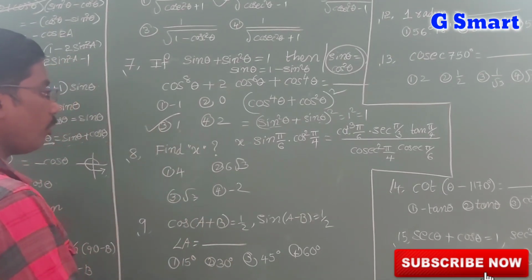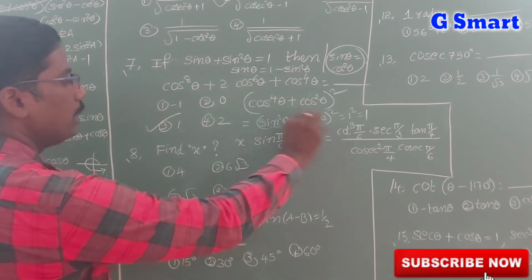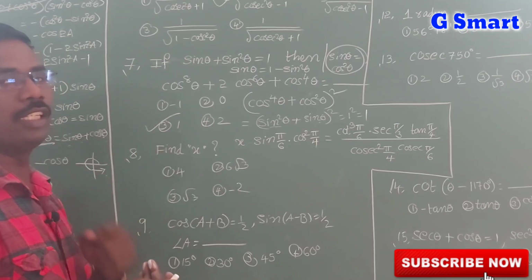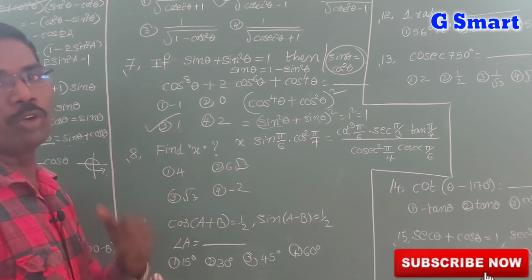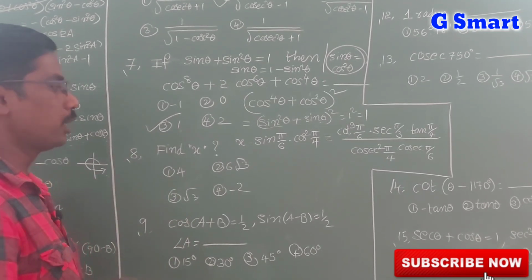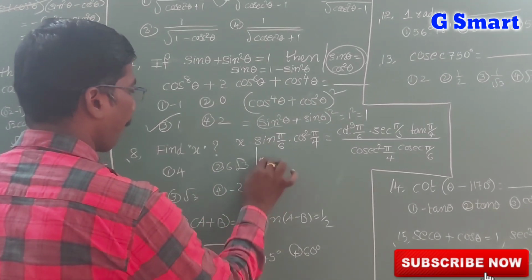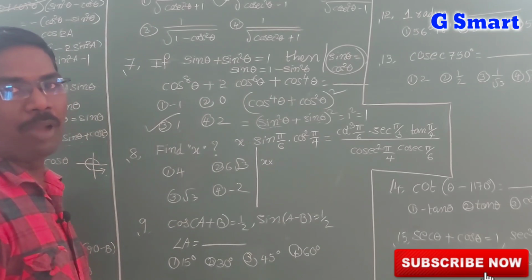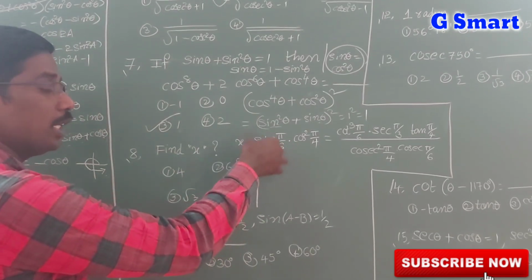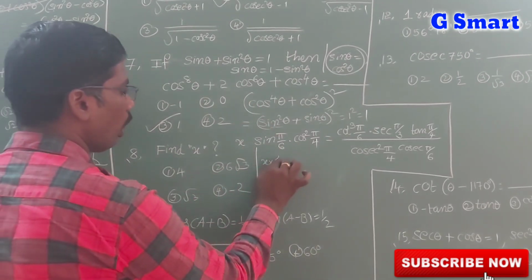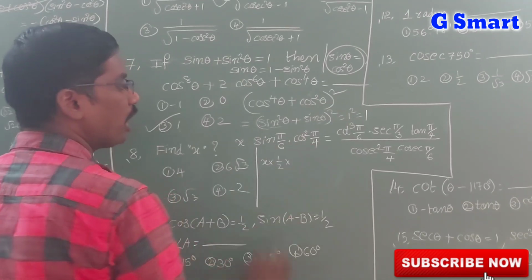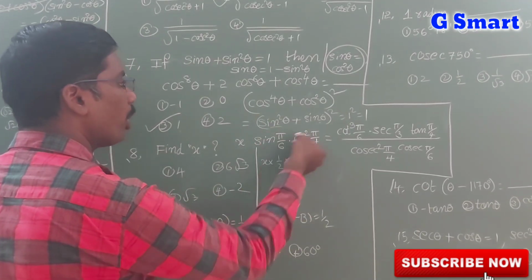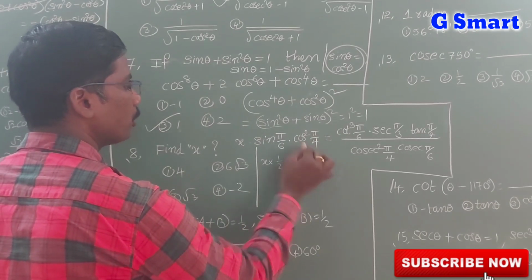Next. Find the x value in this equation. See, you are thinking this is a very big one, but it's very easy. That's why I am selecting these top 15 models. See here, x into pi means 180. So pi means 180, which is 6 times 30. So sin 30 is 1 by 2. 45 is 5 by 4 means 45, cos 45 is 1 by root 2. 1 by root 2 whole square means 1 by 2.